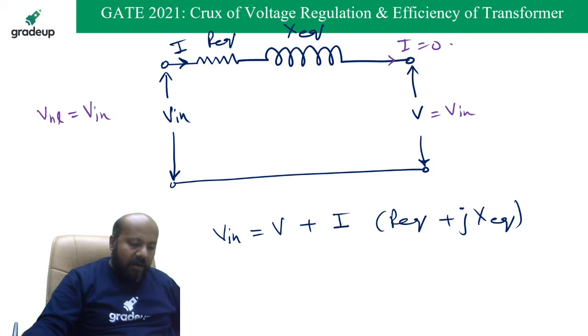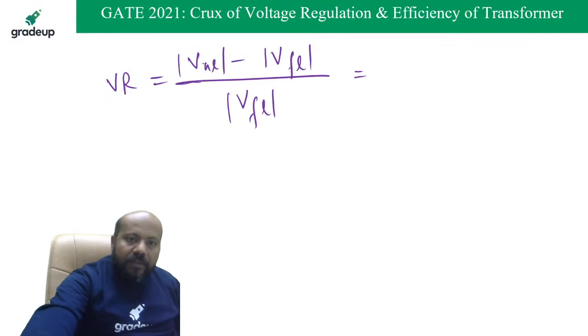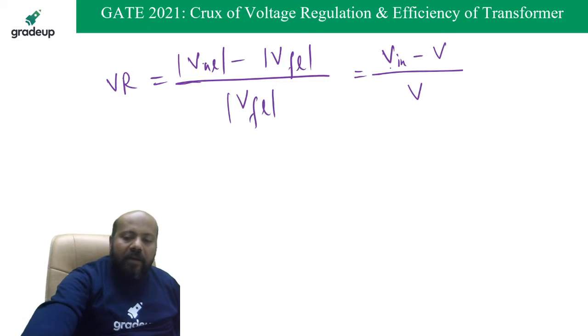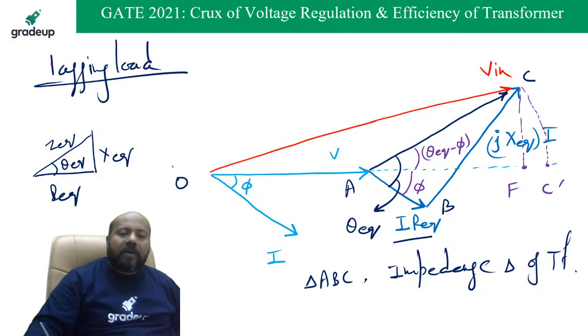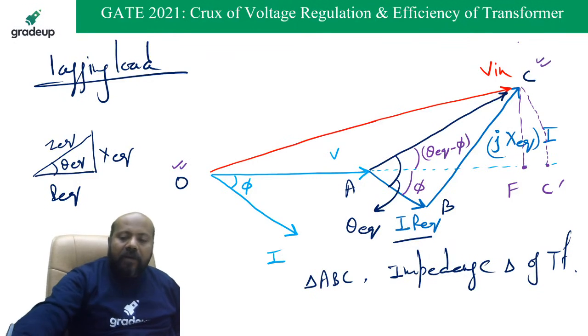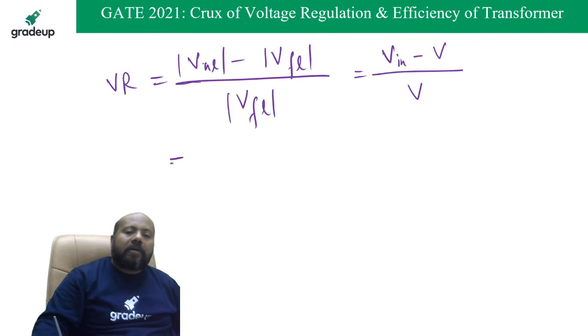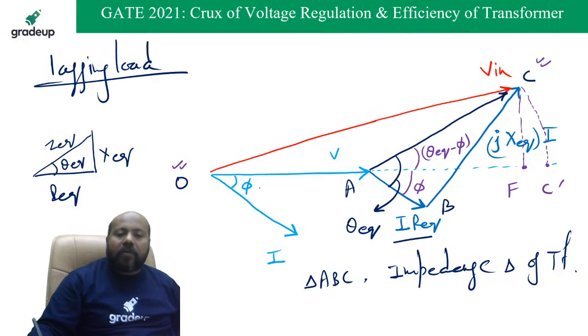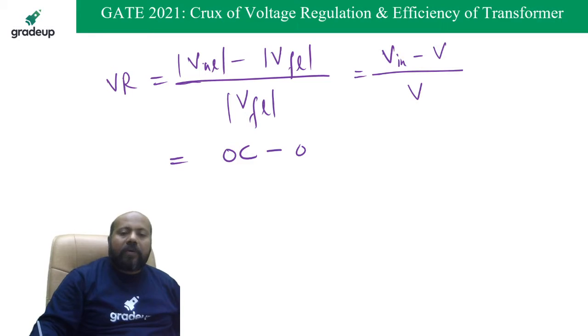Are you getting this idea clear in your mind? So this V no load we are writing as V in minus, suppose V load is terminal voltage V, divided by V. This is the voltage regulation. What is V in? From this diagram, can you tell me what is V in? Yes, OC is going to be V in. So I am writing OC minus what is V? V is going to be OA. This is OA, and divided by OA we will get the voltage regulation.